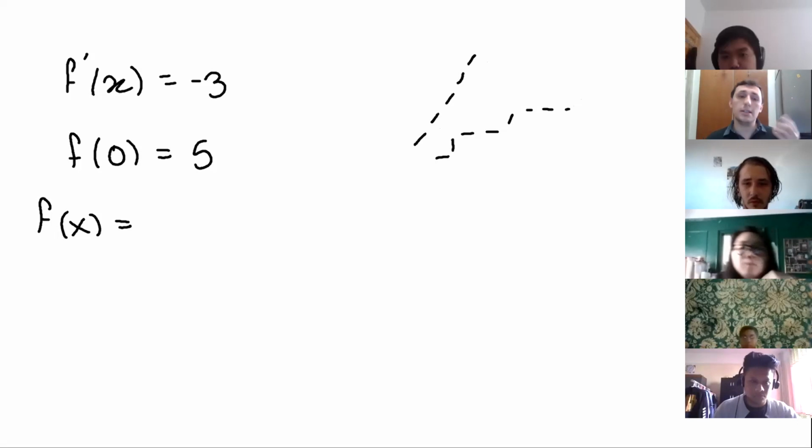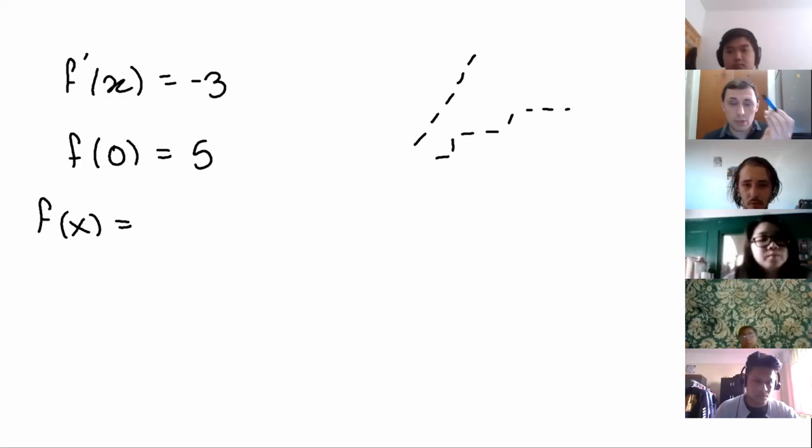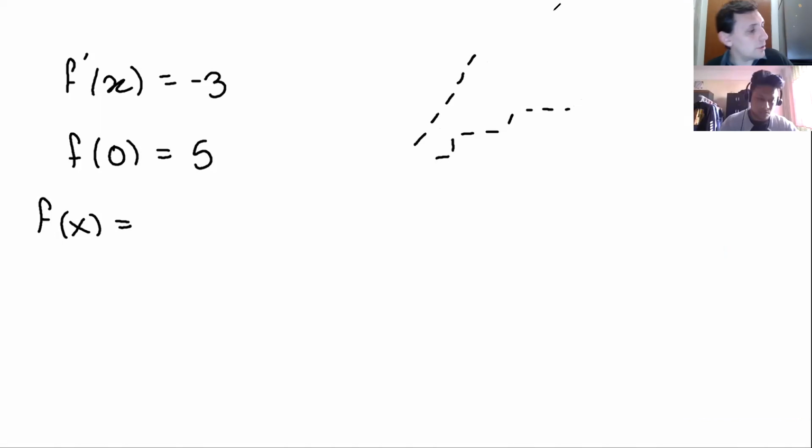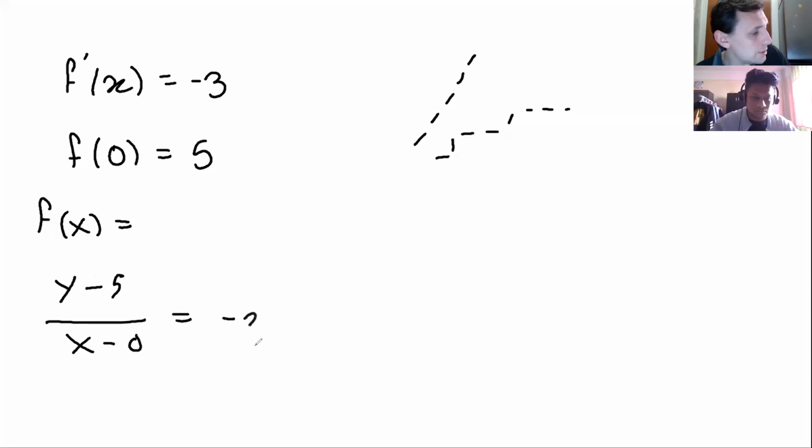So the fact that I see that the derivative everywhere is 5 means the slope of each line segment is the same, which means that it forms a line. Now, what line has slope -3 and goes through the point (0, 5)? If I take y minus the point at (0, 5) divided by x minus 0, I get what slope? I get the slope -3, right?